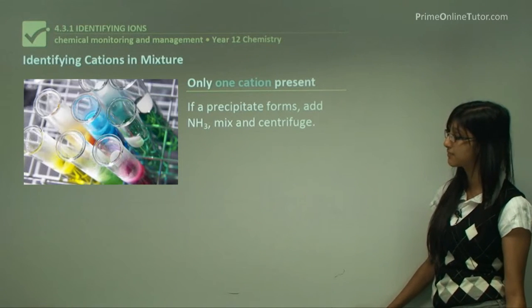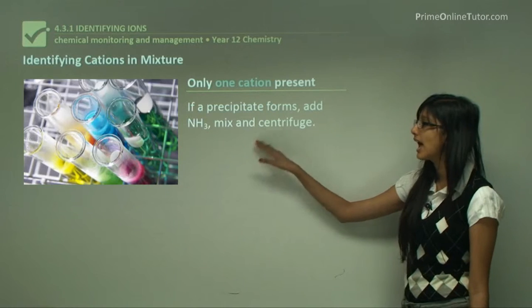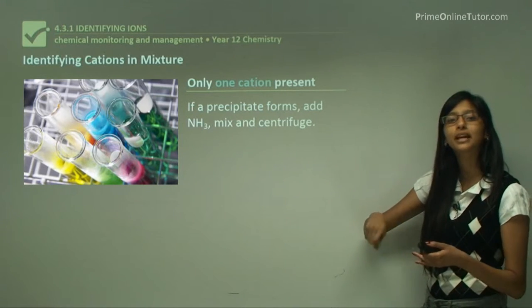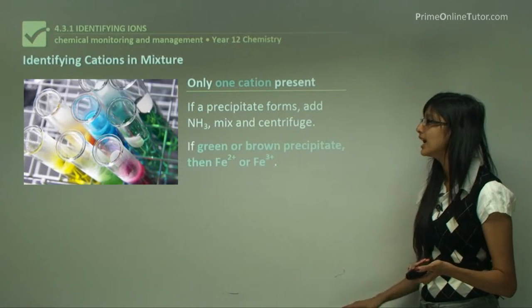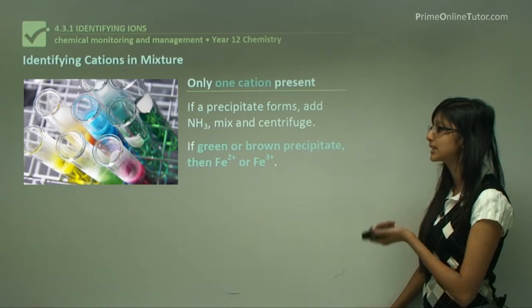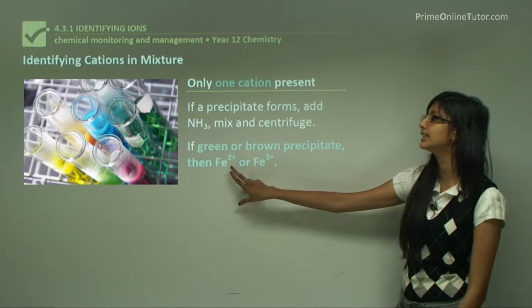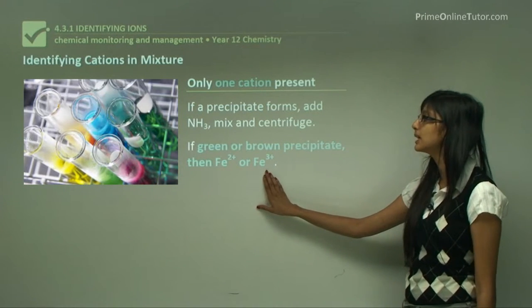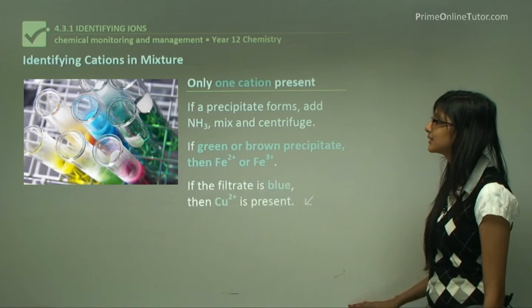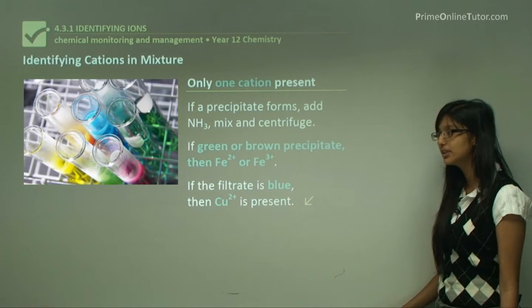And if a precipitate forms, add ammonia, mix and centrifuge, so you will make your solution basic. If a green or brown precipitate forms, it will indicate that Fe2+ is present if it's green, and Fe3+ is present if it's brown. If the filtrate is blue, then it's copper.